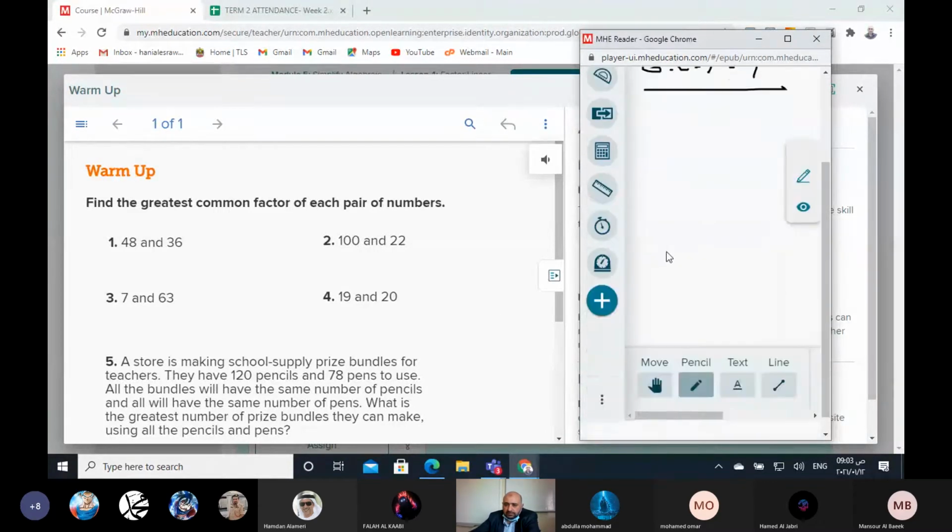Now, number 4, please. The answer is 1. Great work. 19 is prime, so we can write it here as 1 times 19. And 20, we can write as 2 exponent 2 times 5, or 4 times 5 times 1, because 1 is a factor for all numbers. As you see here, there are no common factors between them, so we can take 1. So the GCF will be 1.